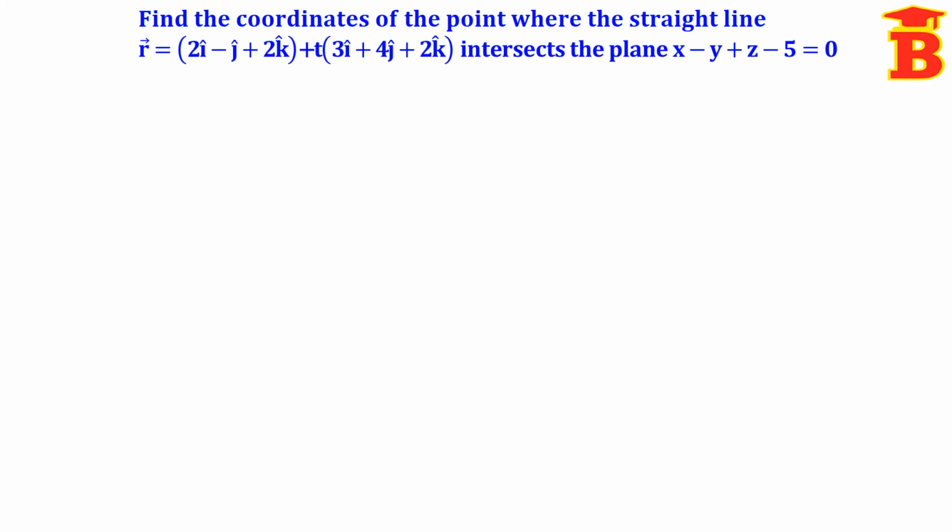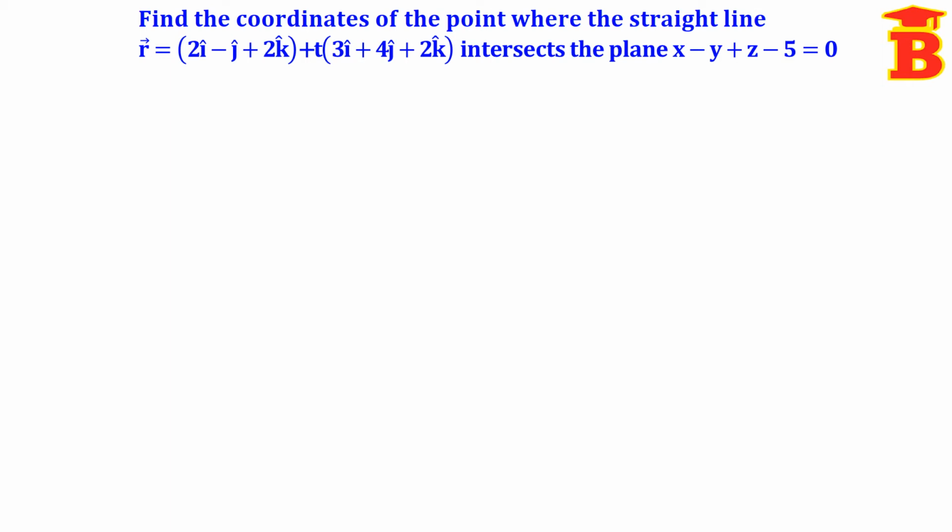Next problem, find the coordinates of the point where the straight line r vector equal to 2i minus j plus 2k plus t into 3i plus 4j plus 2k intersects the plane x minus y plus z minus 5 equal to 0.